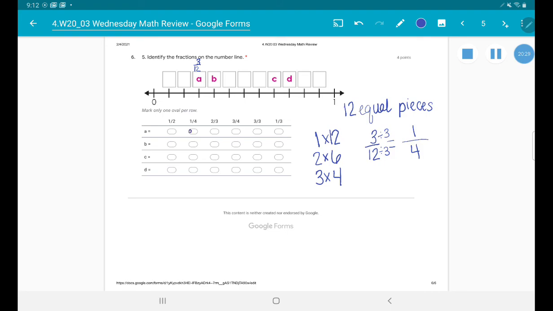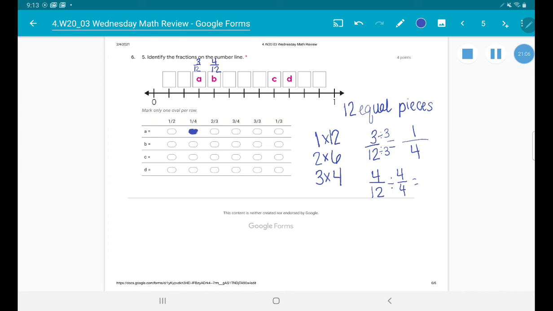So A equals 1/4. Now let's look at B. B is 4/12. Okay. So let's look at our factor list. You can do 4/12 divided by 4. Yeah, we can divide both 4 and 12 by 4. 4 divided by 4 equals 1. So 4/12 divided by 4/4. Say that again, Christopher. It'd be 1.